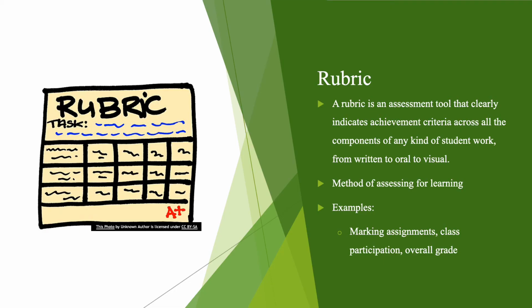And lastly, a rubric is an assessment tool that clearly indicates achievement criteria across all the components of any kind of student work, from written to oral to visual. This is also a method of assessing for learning, and some examples would be marking assignments, class participation, and overall grade.